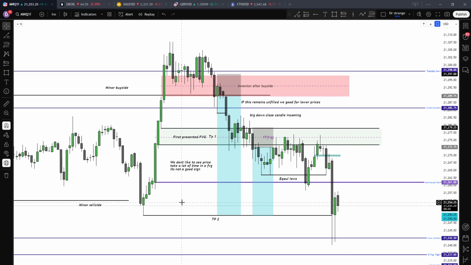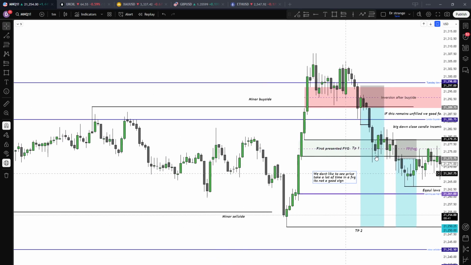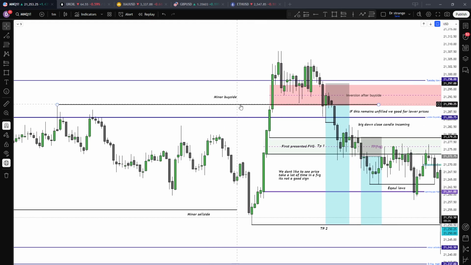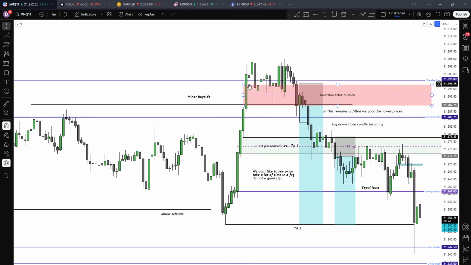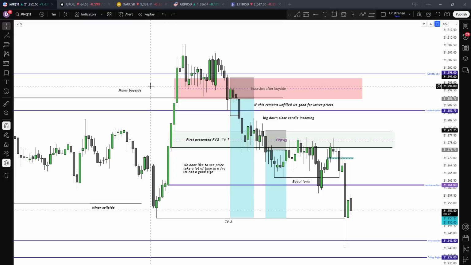One, we took London buy side. It is low here. This is London buy side. I'm gonna magnify it here. Now we wait for the candle that takes London buy side to be taken out. Okay. Once it is taken out, we mark this inversion after that buy side. Now once that is done, we watch price.